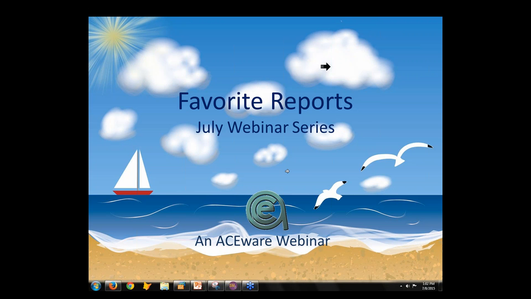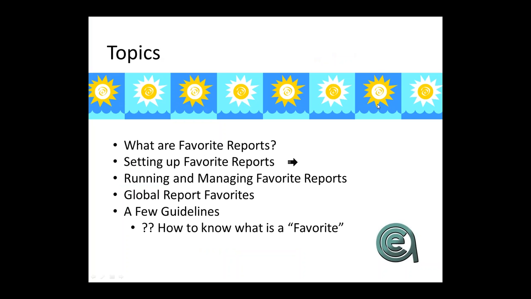Again, if you recall, July is the time when we're going through short webinars every Wednesday. We call it the summertime, and the learning is easy, and we're here to talk about favorite reports, and we're going to go through the basics of that: what they are, setting them up, running and managing, and the global report favorites, which actually, Matthew, I think you added after the initial personal favorites were done. So people like that, they wanted globals. And I'll give you a few tips in closing and then hopefully let you get back and add more to your inventory.